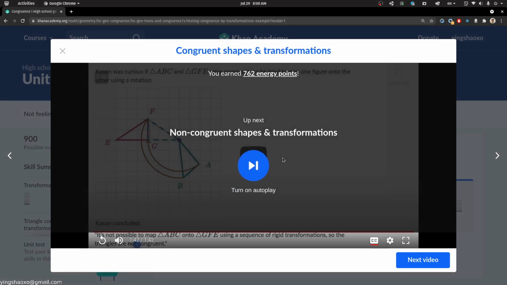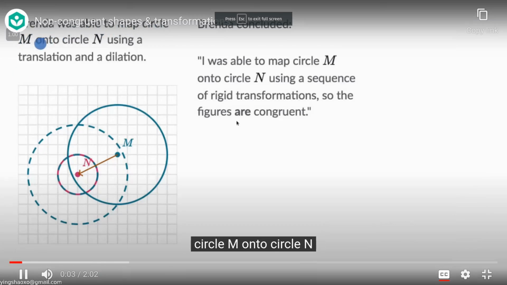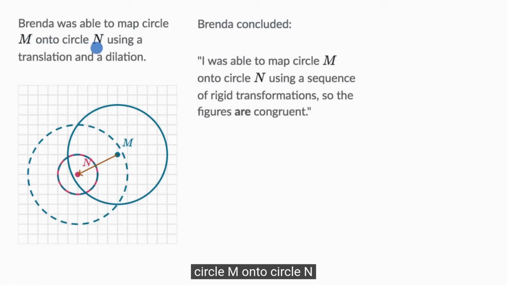I guess the word congruent here means the two objects are exactly the same, or they have the same shape. We are told Brenda was able to map circle M onto circle N using a translation and a dilation. All right, so this is circle M right over here. Here's the center of it. And this is circle M, this circle right over here.